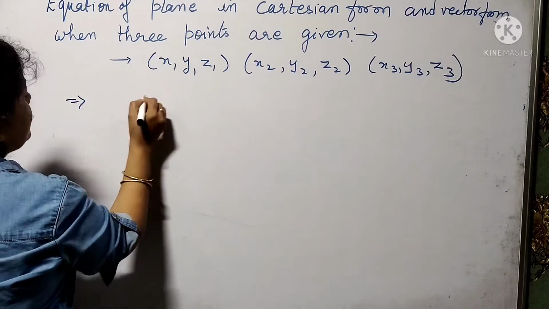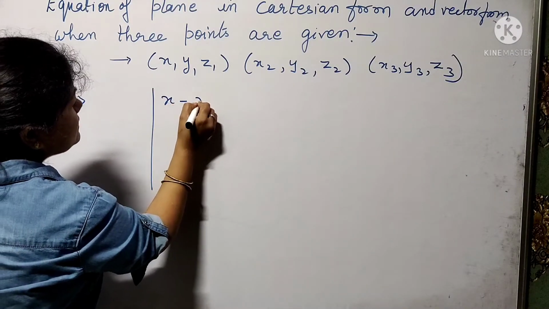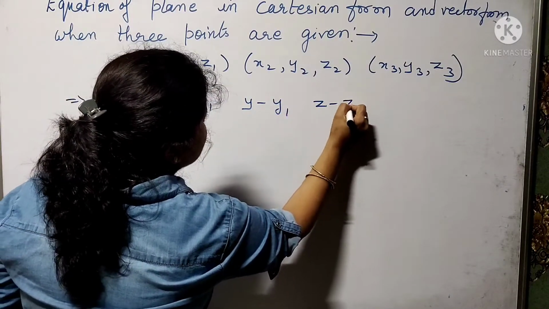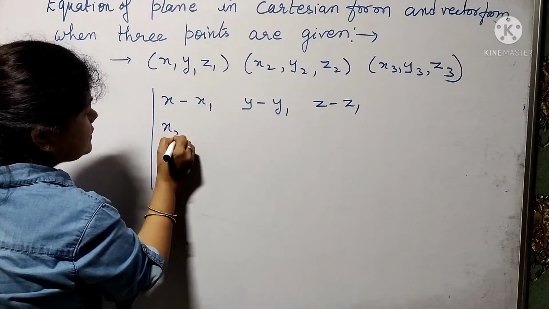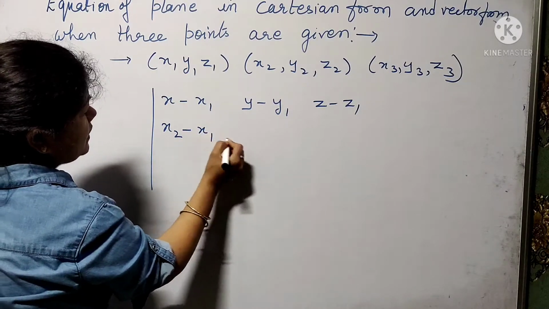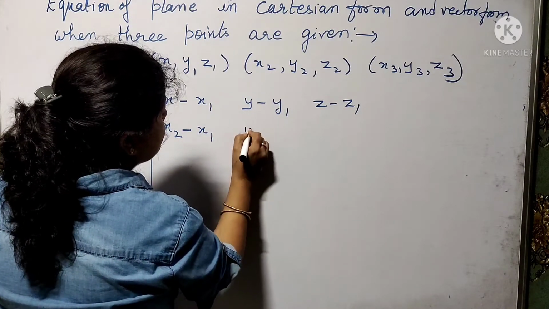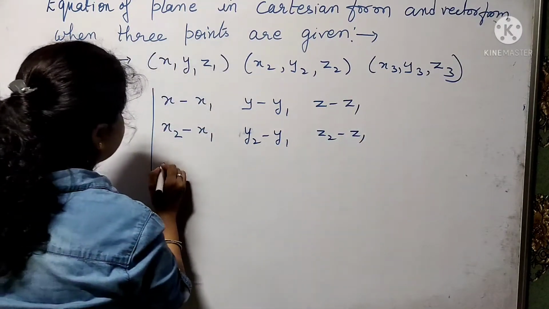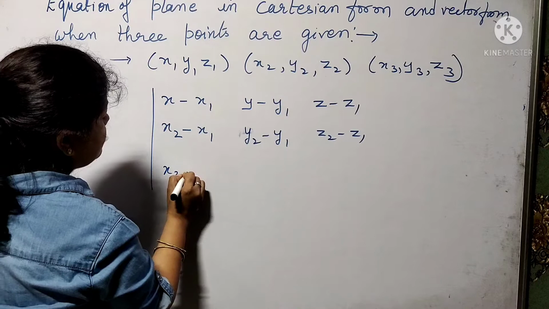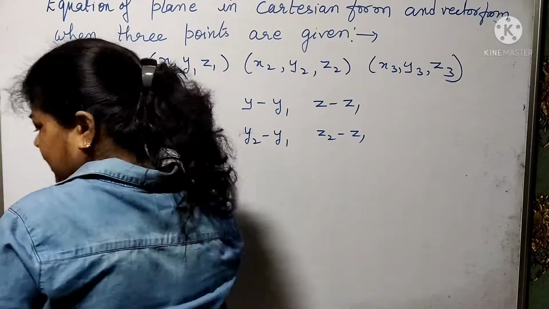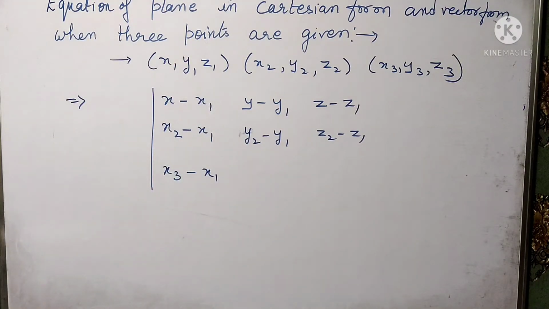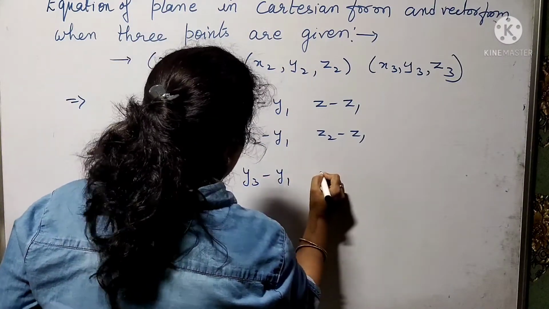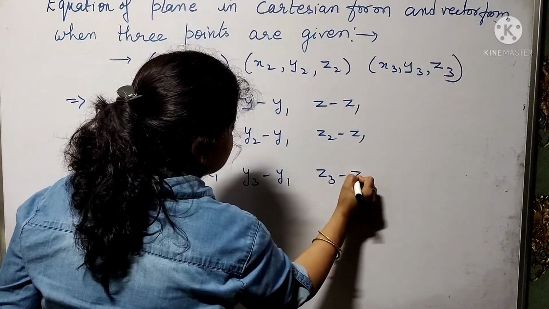The equation of plane is in this form: x minus x1, y minus y1, z minus z1, then x2 minus x1, similarly y2 minus y1, z2 minus z1 and x3 minus x1, similarly y3 minus y1 and z3 minus z1.